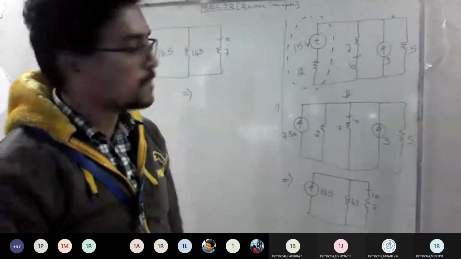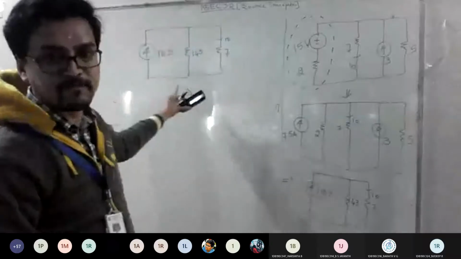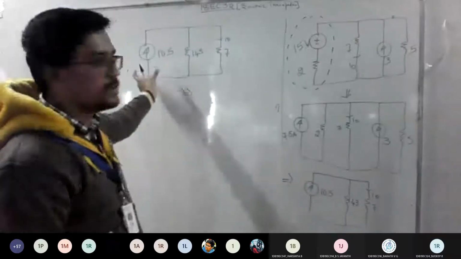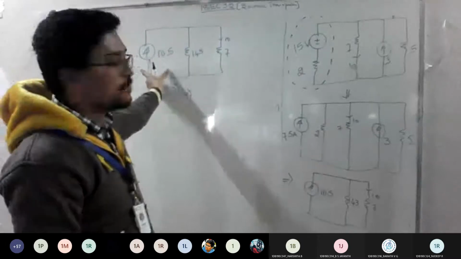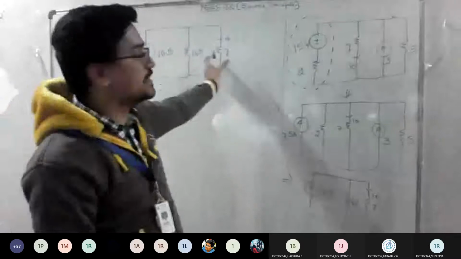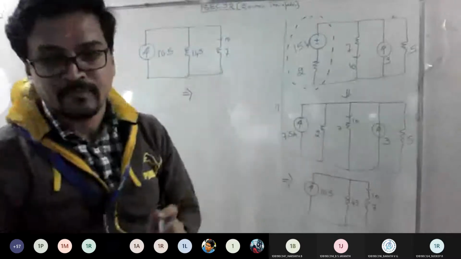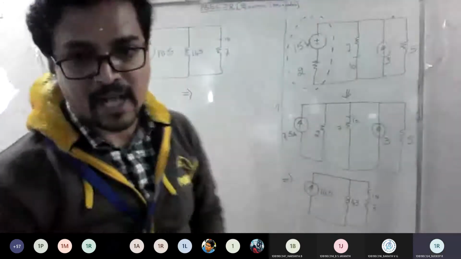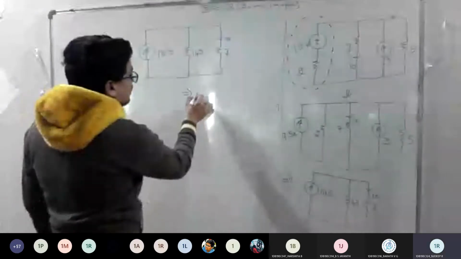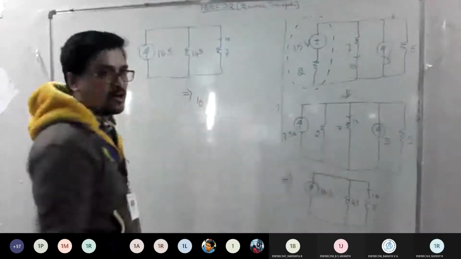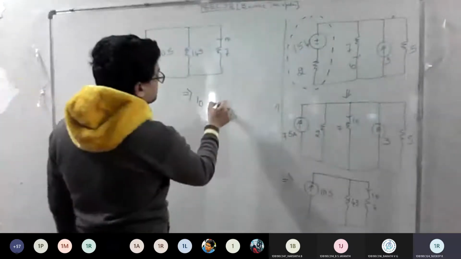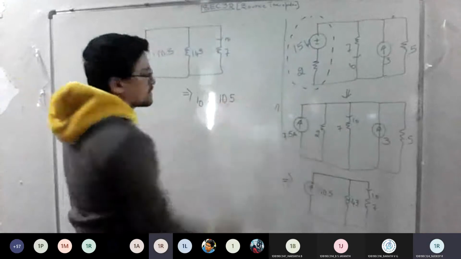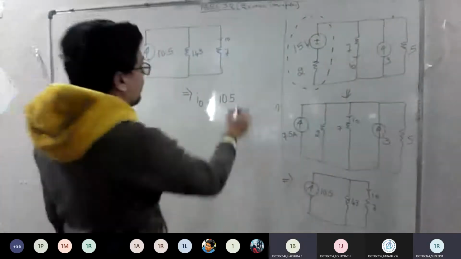Listen everyone. Whenever you find such a thing, there should be a main current. I will call this 10.5 as the main current. Out of 10.5, what is the current across the 7 ohm is the question now. So I naught is a branch current. So the formula for branch current is: branch current is equal to main current, which is 10.5.